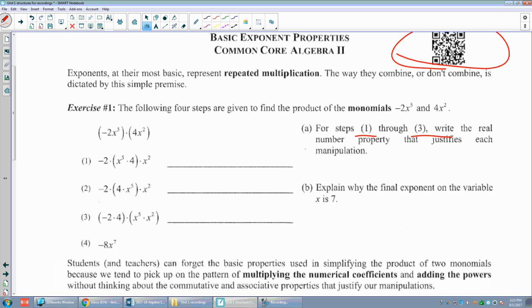Okay, let me see. -2 and then x to the 5th times 4 times x squared, and then -2, x to the 5th, 4, and x squared. Same order, but parentheses move. That's called associative. Associative, same order, parentheses moved. Put a comma there.